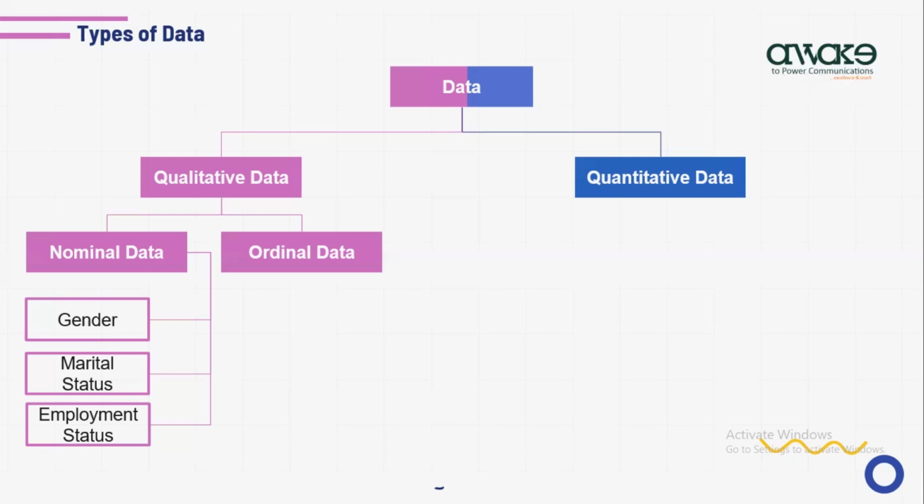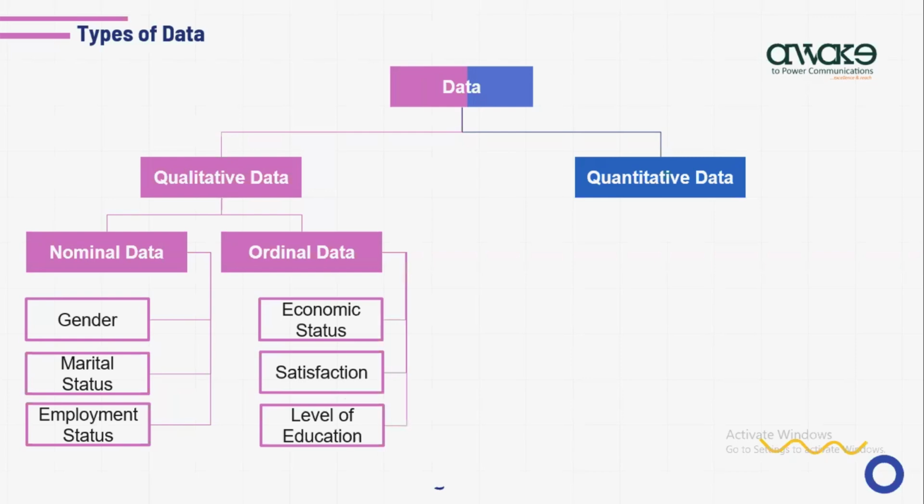Here we have talked about these examples: gender, marital status, employment. The reason we are doing this introductory course is so that when we talk about data, you expand your knowledge so that it is easy for you when you begin to work with data. So we have more examples under nominal data, and that is why we are explaining what nominal data is. Then under ordinal data, we have examples like economic status and level of satisfaction.